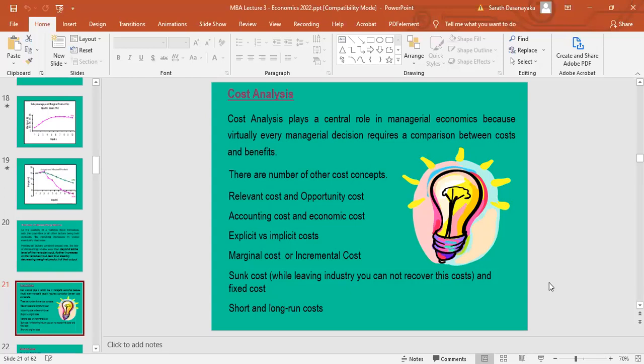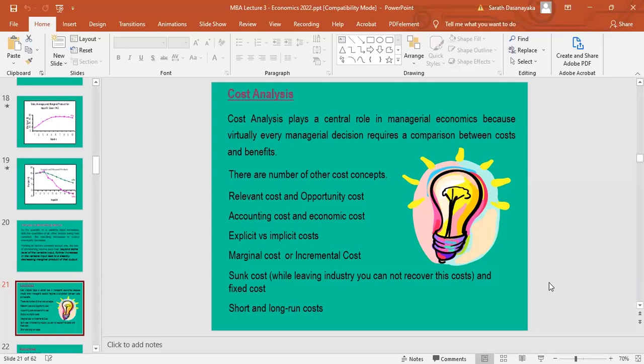Therefore, as a manager, you have to know how to identify the cost, how to minimize the cost, and how to identify the benefit, how to maximize the benefit. That is the basic thing we teach in economics. Economics teaches the basics of business: how to minimize cost, how to maximize the benefit or revenue. Then you can see there are a number of cost concepts available in economics.